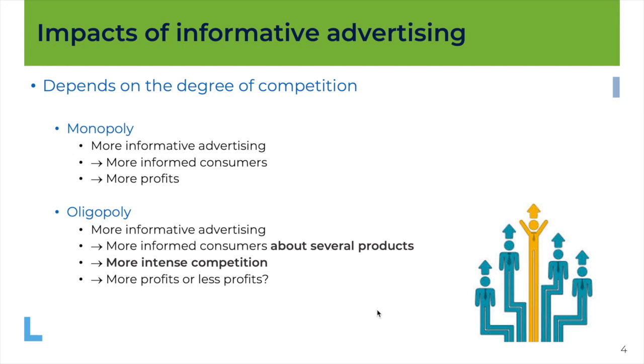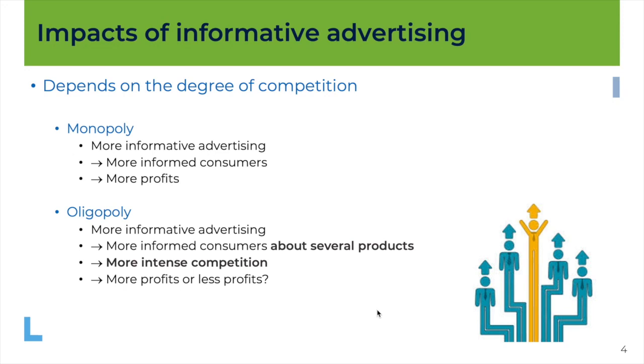It's true that if my product is unknown by consumers, I cannot sell anything. Okay, so I need to inform them. But if I inform them about my products, they will also be informed about the existence of products of my competitors, and this will lead to more intense competition. Okay, so there are two effects working in opposite directions here. You want to inform consumers about your products, but at the same time you would like them not to be informed about the existence of the products of your competitors.